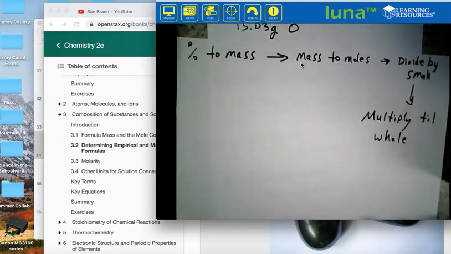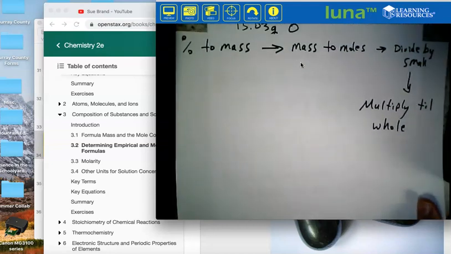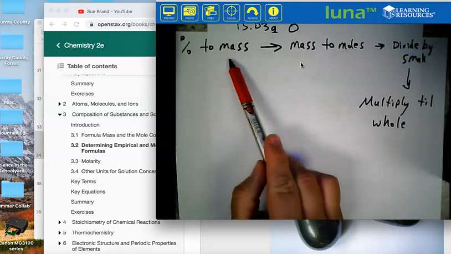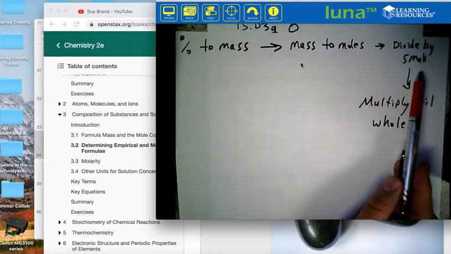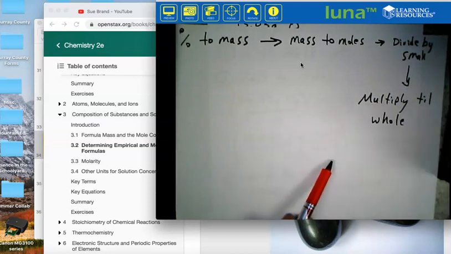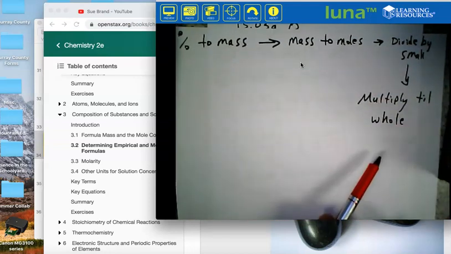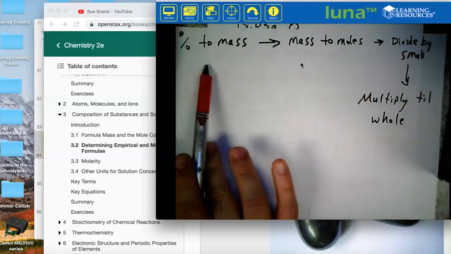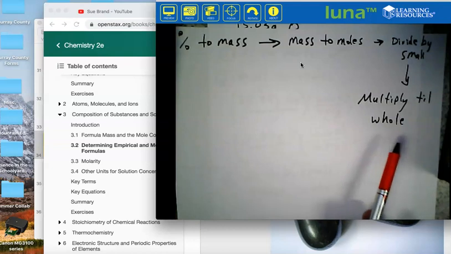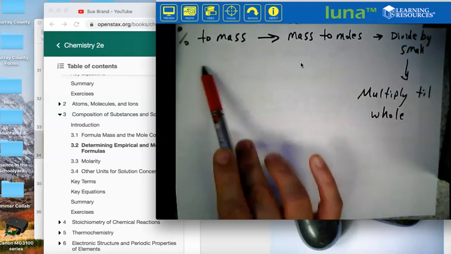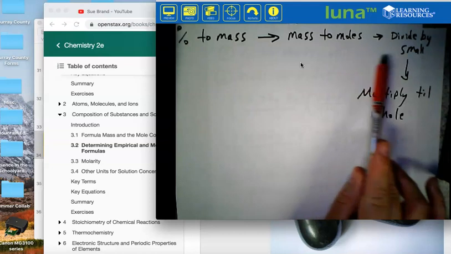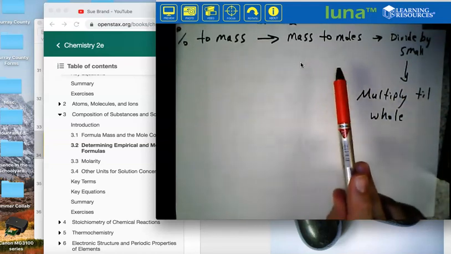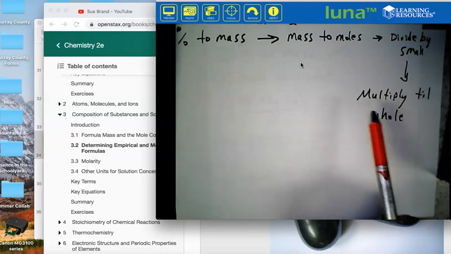So there's 4 steps. It's percent to mass, mass to moles, divide by small, multiply till whole. So if you can remember that little saying, you're going to remember all the steps you need to do in order to go from percent composition to figuring out the empirical formula. So again, it's percent to mass, mass to moles, divide by small, multiply till whole.